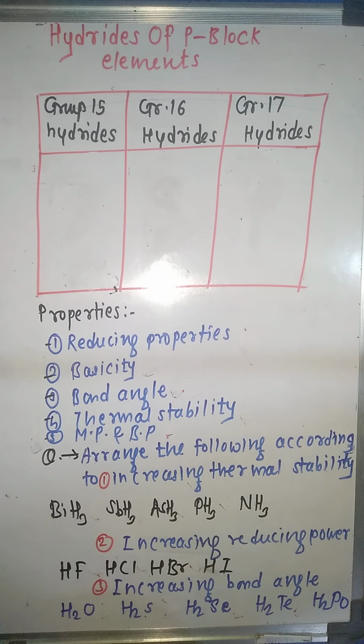First of all, what are hydrides? Hydrides are compounds of hydrogen with other elements. These are binary compounds. Now we know that among the p block elements we have group 15, group 16 and group 17.